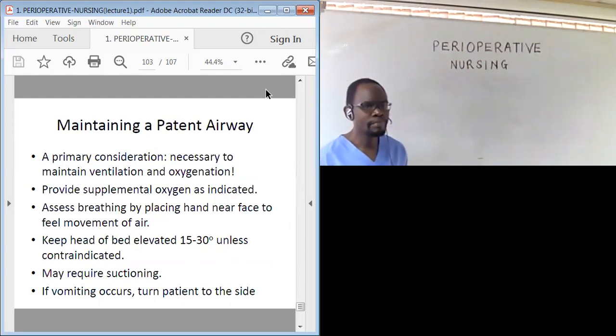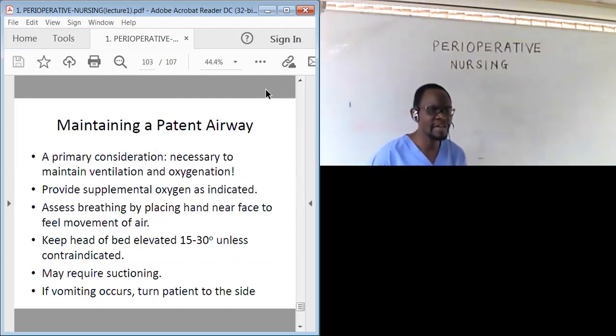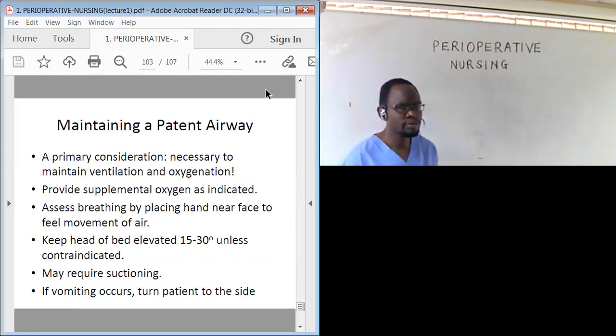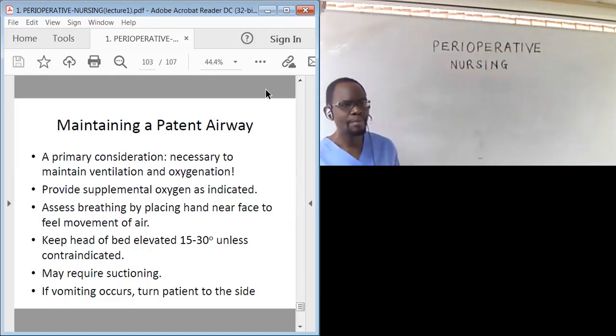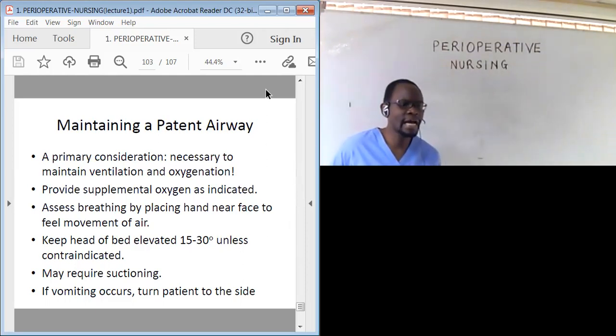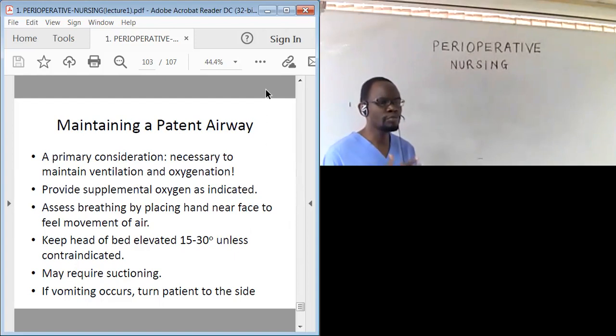Also very important, especially in the PACU but also intraoperatively, it is very important to maintain a patent airway. It is the primary consideration, necessary to maintain ventilation and oxygenation. So provide supplemental oxygen as indicated. Assess breathing by placing a hand near the face to feel movement of air.